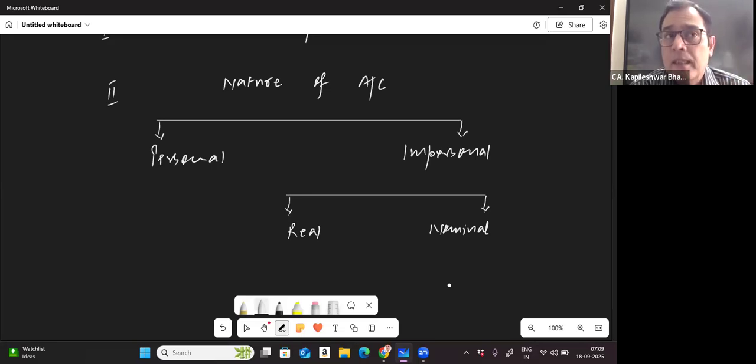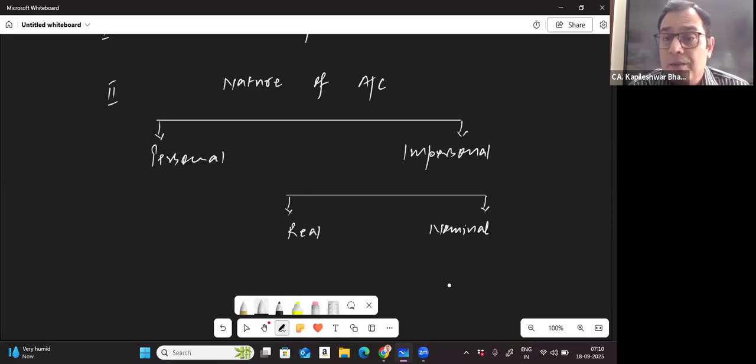Number one, any account which relates to a person, whether it is a natural human being or an artificial human being, for example a company, which is considered to be an artificial legal person. So any account which relates to a person, whether a natural human being or an artificial legal person, is a personal account. And if it does not deal with a person, it becomes impersonal.